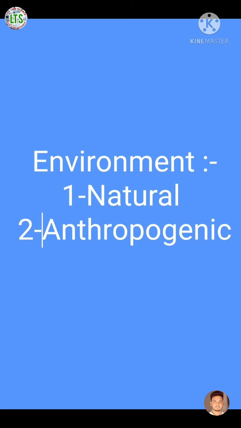Next, what are the types of environment? Broadly, environment can be divided into two categories. First is natural environment and second is anthropogenic environment, which we can say is man-made environment.